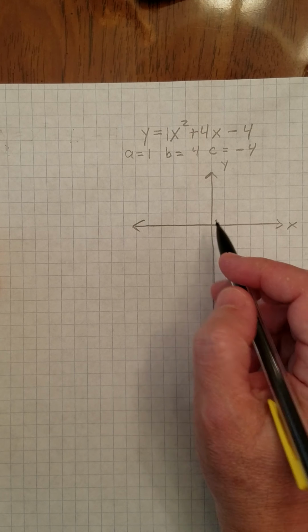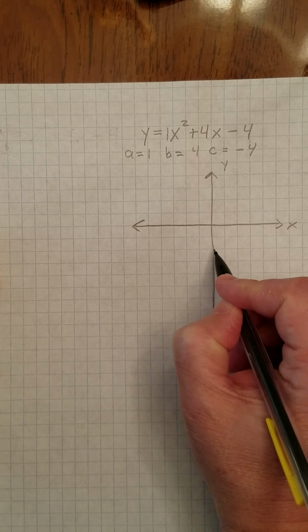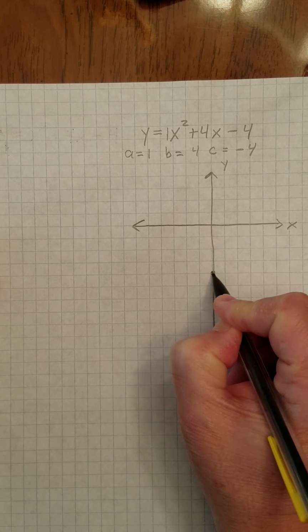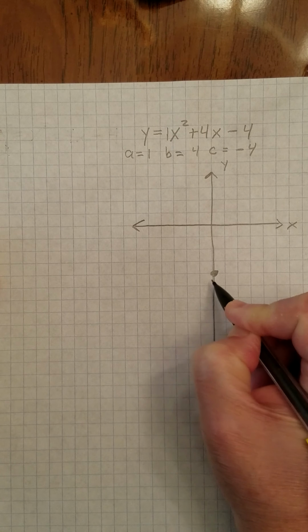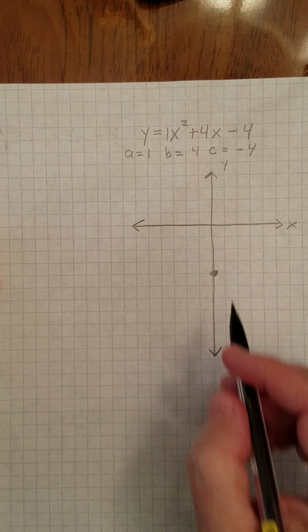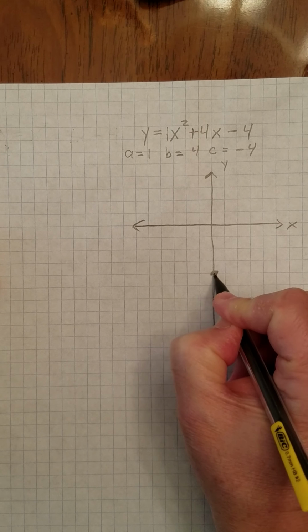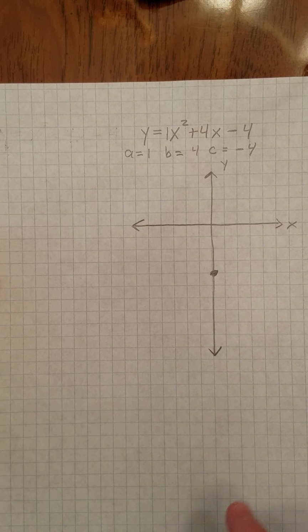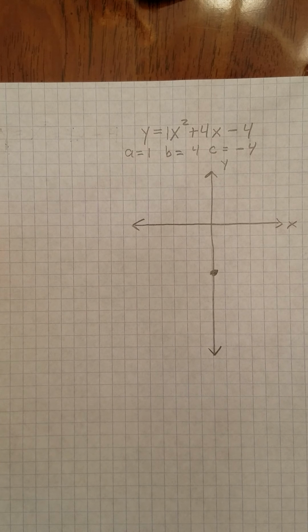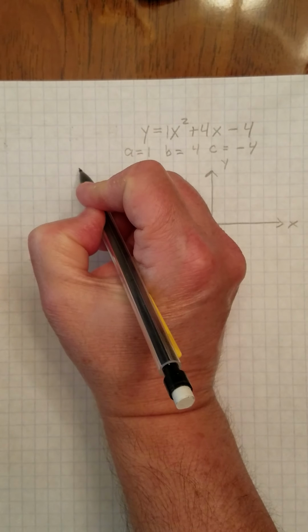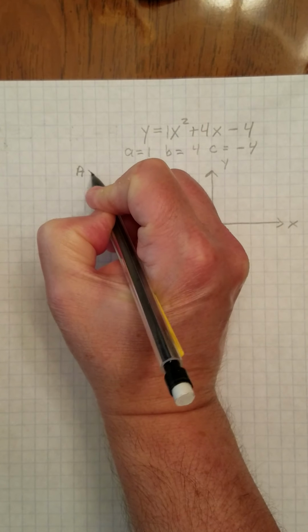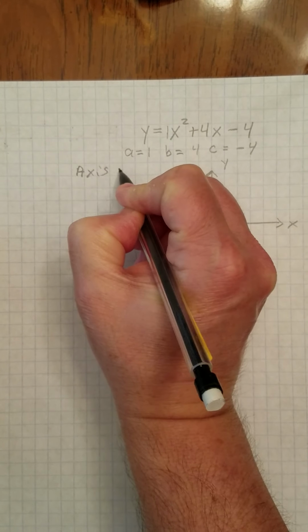So we're going to go to the y-axis. We're going to go down 1, 2, 3, 4 places. And right there is the first point. We're going to graph 5 altogether. All right, the next thing we're going to do is draw the axis of symmetry.